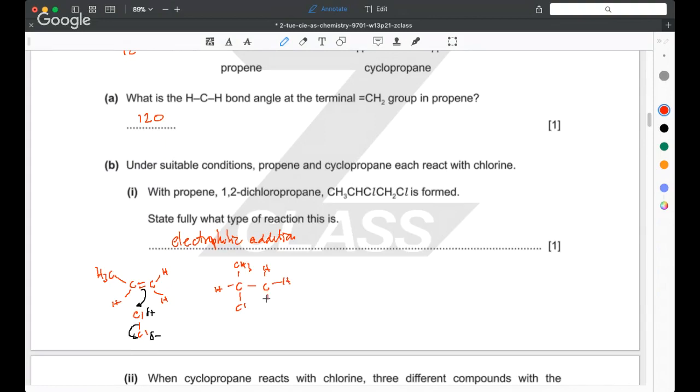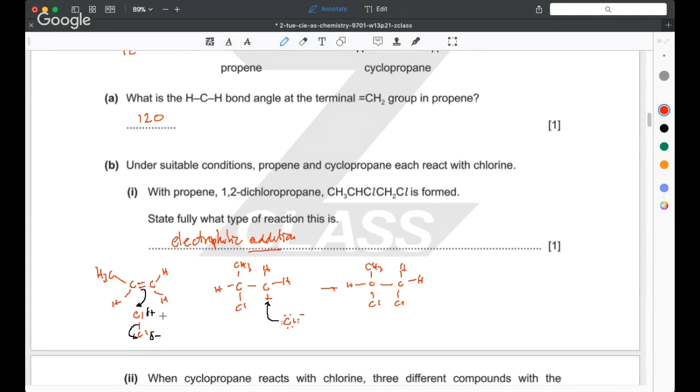That's a carbocation, and you've got this chloride ion formed, and that has four pairs of electrons around it. And then the final step in the mechanism is that a new bond pair forms there, and you end up with the chlorine atom that we had from the first step and the chlorine atom bonded from the second step there. You can see why this is now electrophilic addition.